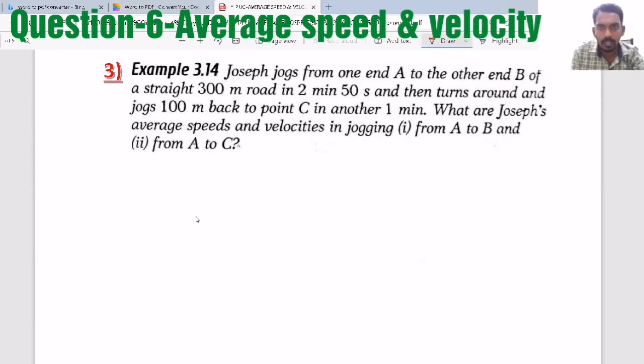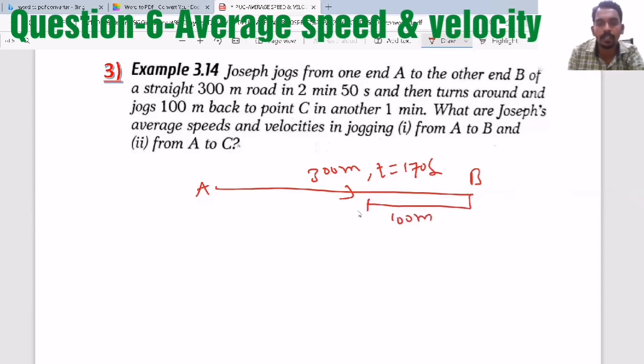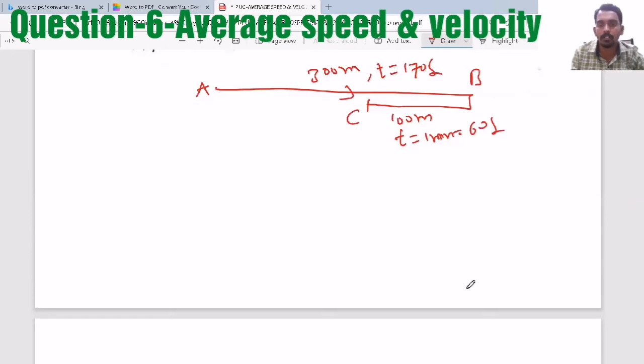See, Joseph jogs from one end A to the other end B, the distance is 300 meters, in a time of 2 minutes 50 seconds. So 2 minutes means 120 seconds, 120 plus 50, 170 seconds totally. Now he turns around and jogs 100 meters back and reaches the point C in another time of 1 minute, that is 60 seconds. Now what are Joseph's average speed and velocity in jogging from A to C?